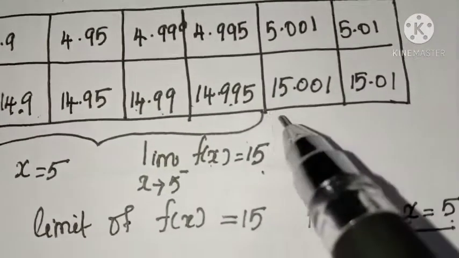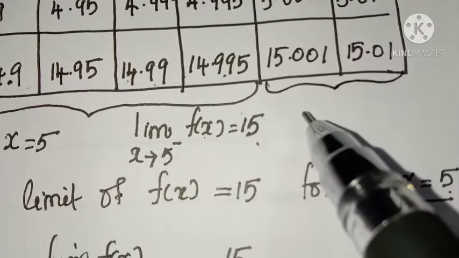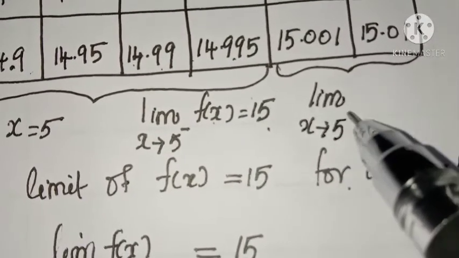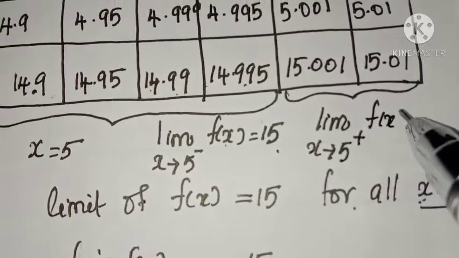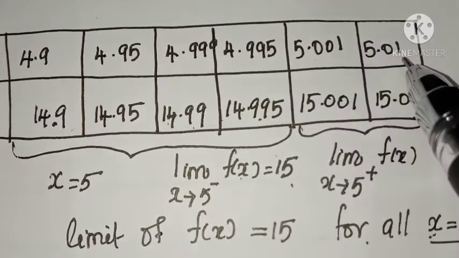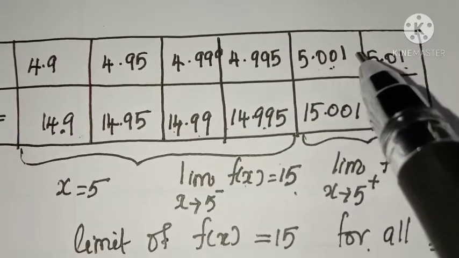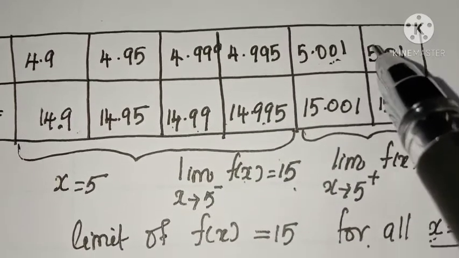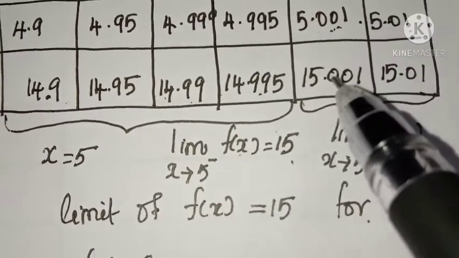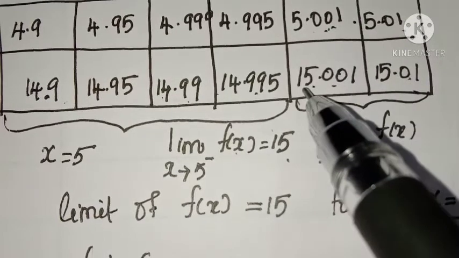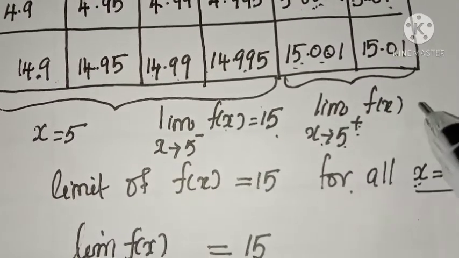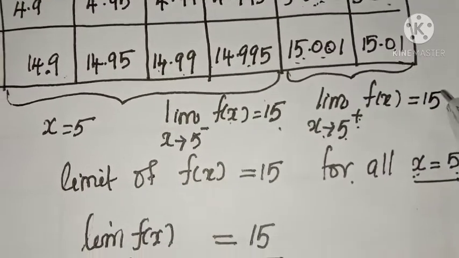Okay. Similarly, these two values can be written as limit x tends to 5 plus f of x. Limit x tends to 5 plus means we are considering values of x very near to 5 and to the right of the number 5, and f of x values are very close to 15. So, limit x tends to 5 plus f of x equal to 15.